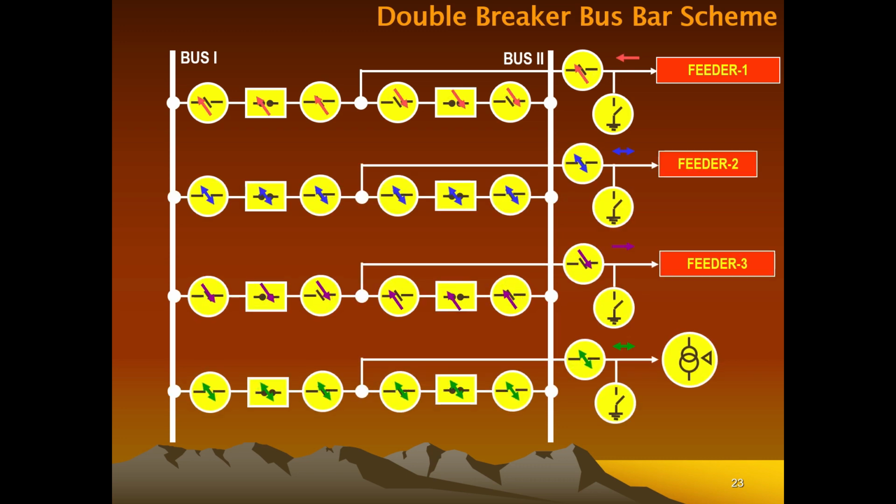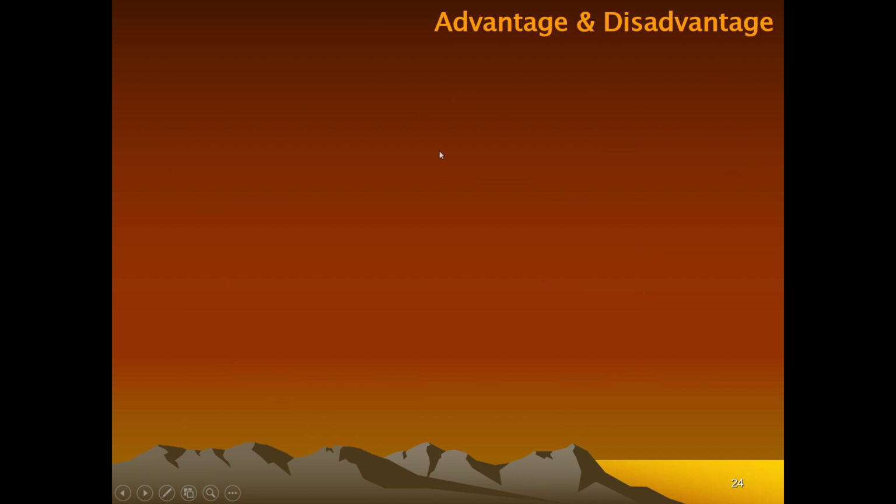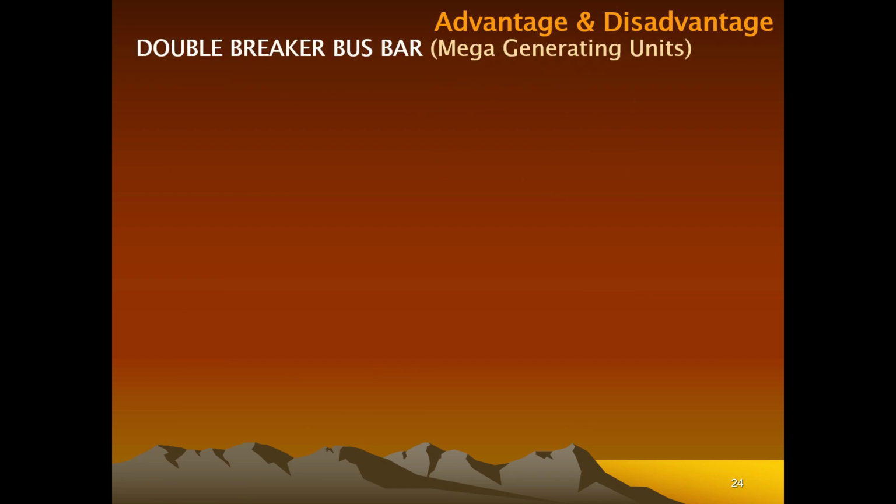This is the arrangement. Normally the power flow will be like this, and suppose there is a problem on this particular breaker, then the feeder 1 power will flow through bus 2 using this circuit breaker. Now if there is a problem on bus 1 itself, what happens? All the breakers connected to bus 1 will trip, and the power flow to all four feeders will be through bus 2. If there is a problem on bus 2, then the power flow will be through bus 1.